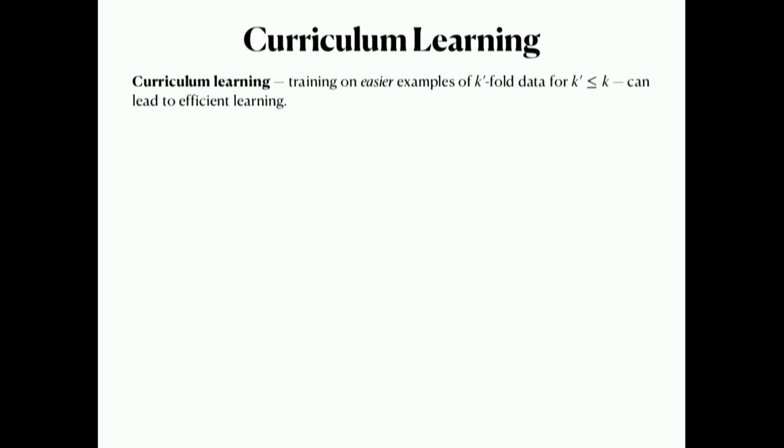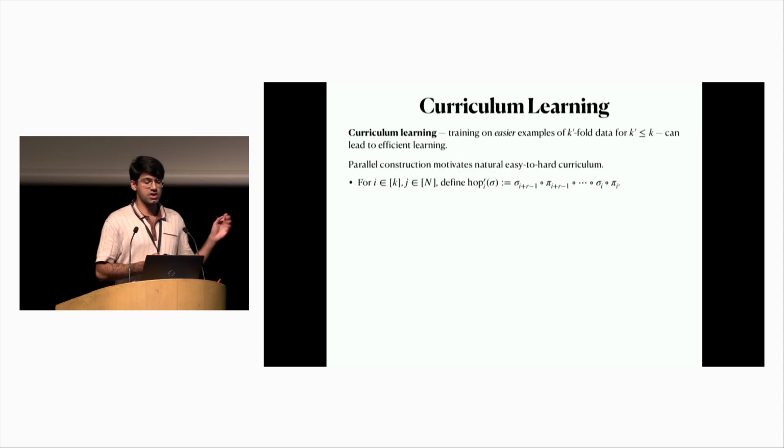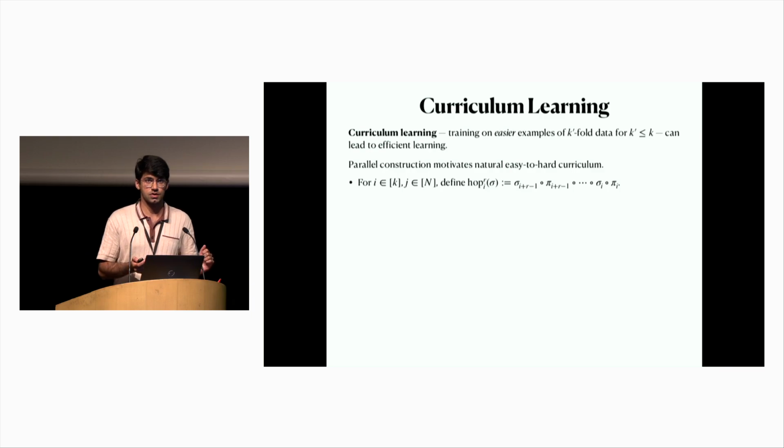While trying to learn the k-fold composition directly is computationally hard, we next show that curriculum learning, i.e. training on easier examples, can lead to efficient learning. Our construction motivates a natural curriculum. Recall that we defined this hop R function to be the composition of R consecutive permutations. We saw that in the construction, the Lth layer would compute the hop 2 to the L minus 1 function.